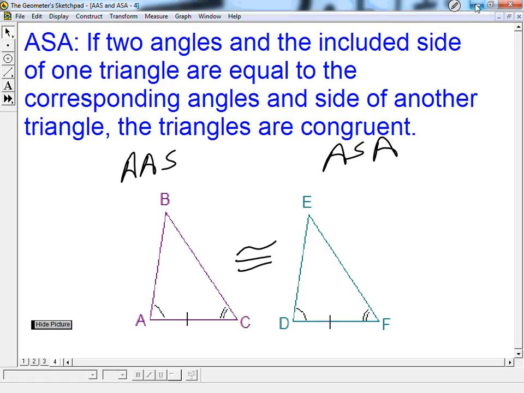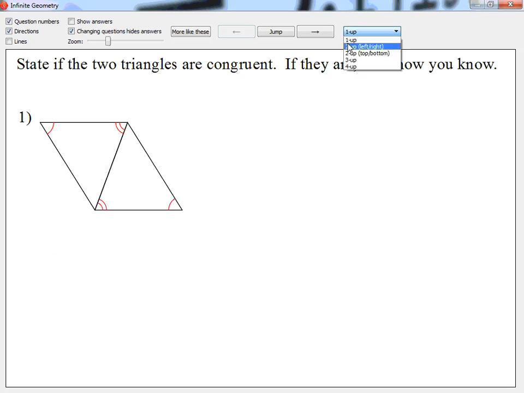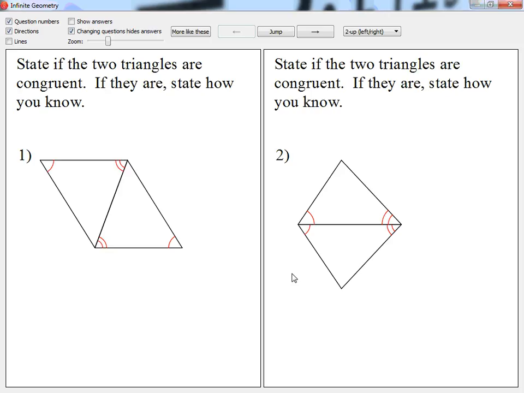All right, let's take a look at our homework, our worksheet. State whether the two triangles are congruent. If they are, state how you know. For question number 1, just like yesterday, if they share a side, we can mark it. Remember, we can legally mark a side if they share it. We can legally mark an angle if it's vertical. So we can mark that side. So are those two triangles congruent, and how do you know? Yes, they are. How do you know?